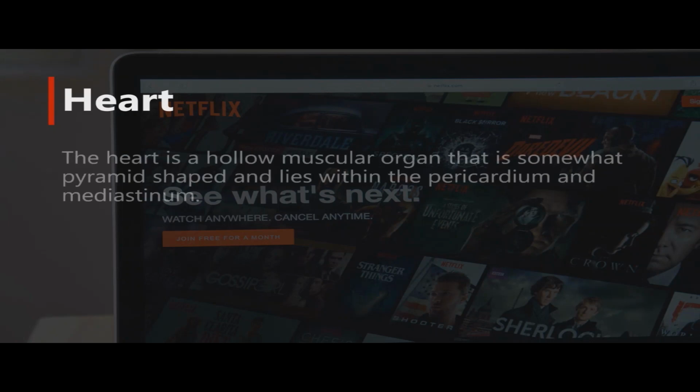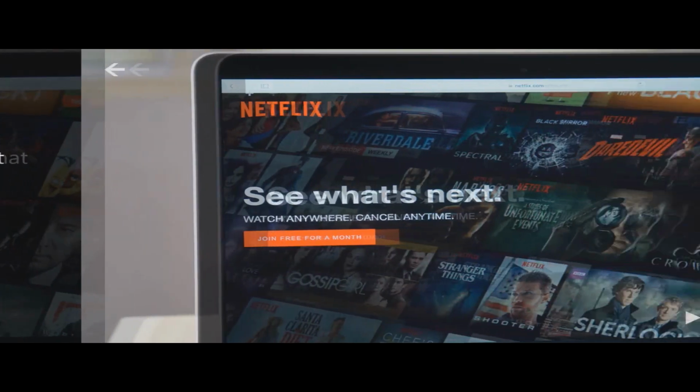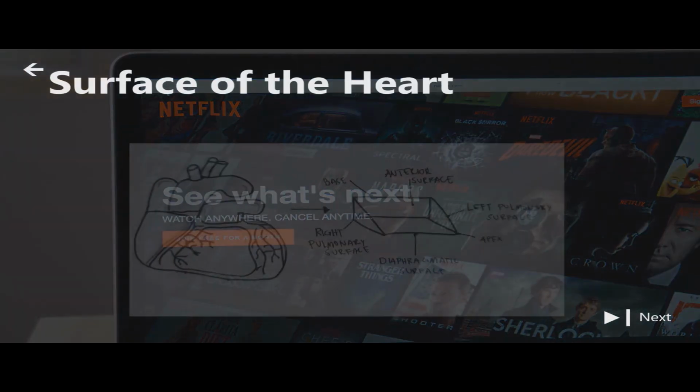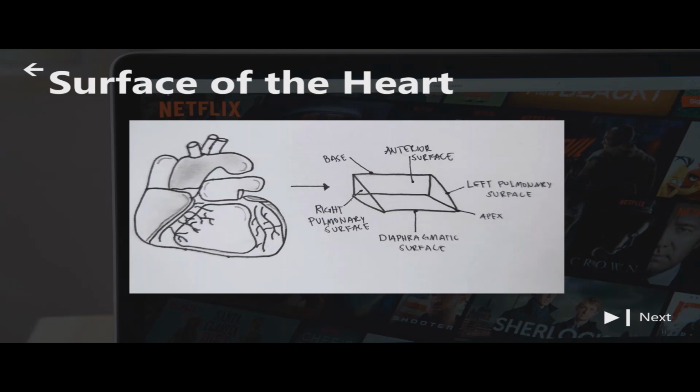Let us now proceed to the heart. The heart is a hollow muscular organ that is somewhat pyramid-shaped and lies within the pericardium in the mediastinum. It is connected at its base to the great blood vessels but otherwise lies free within the pericardium.